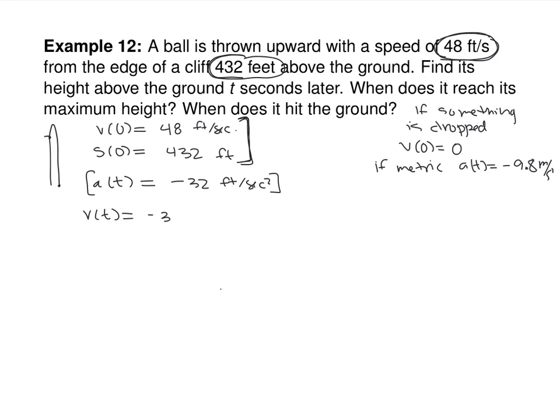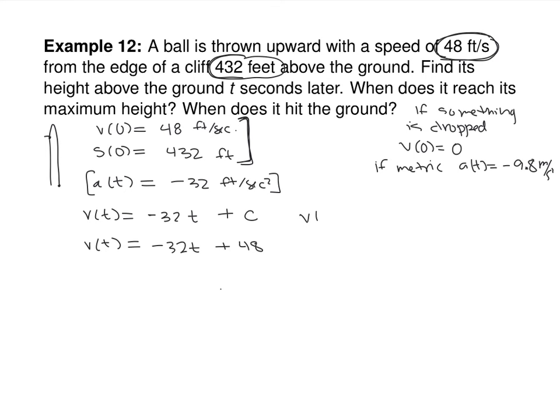Negative 32t squared plus 48? Just negative 32t plus, we'll say the first constant c. And then the 48 is going to go in for the c. Does that make sense? So your v of t is minus 32t plus 48. Yes?